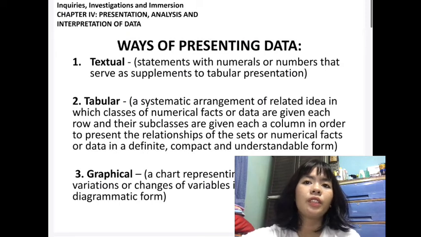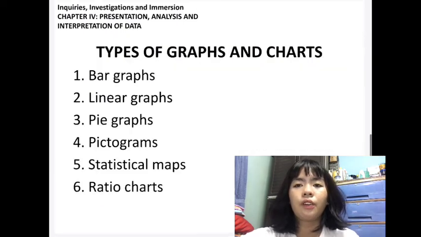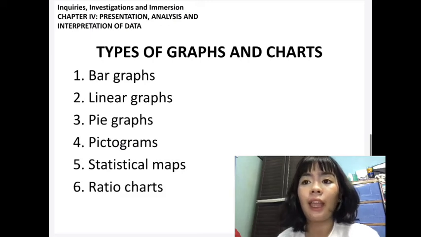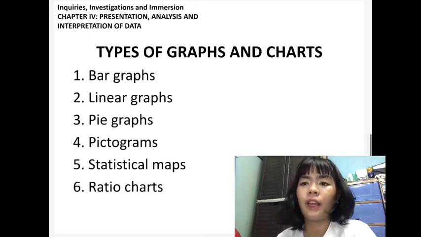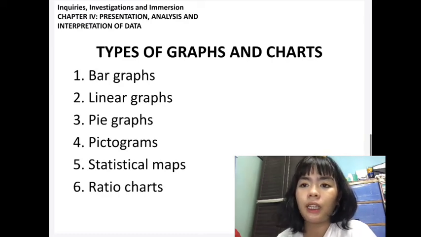So let's move on to the tabular presentation. Tabular presentation is a method of presenting data using the statistical table. It is a systematic organization of data in columns and rows. The third one is the graphical presentation. It is a chart presenting data in pictorial or diagrammatic form. We have different types of graphs and charts: bar graphs, linear graphs, pie graphs, pictograms, statistical maps, and ratio charts.